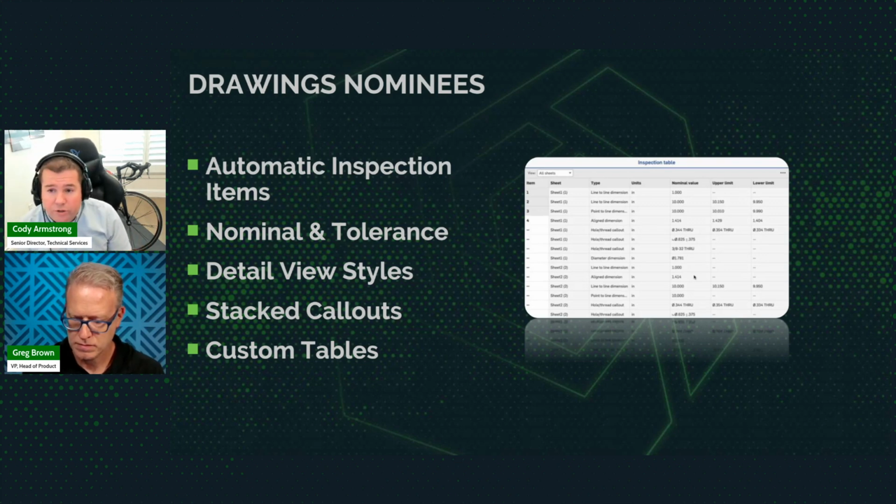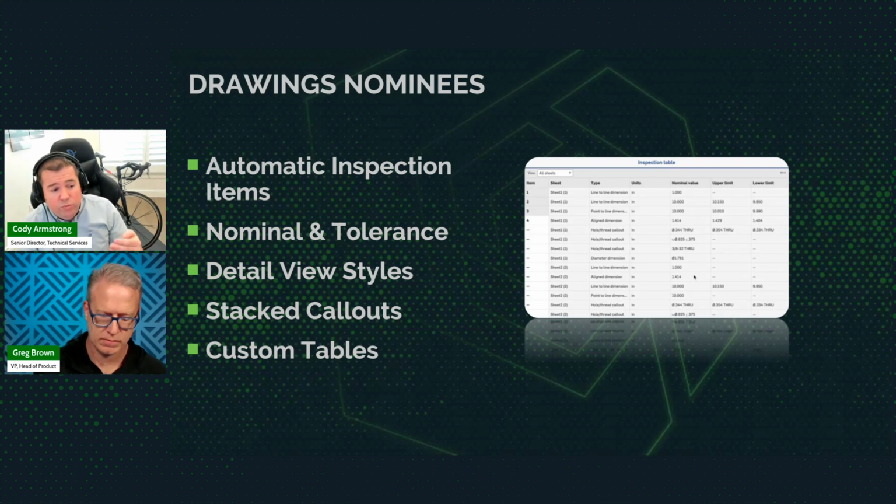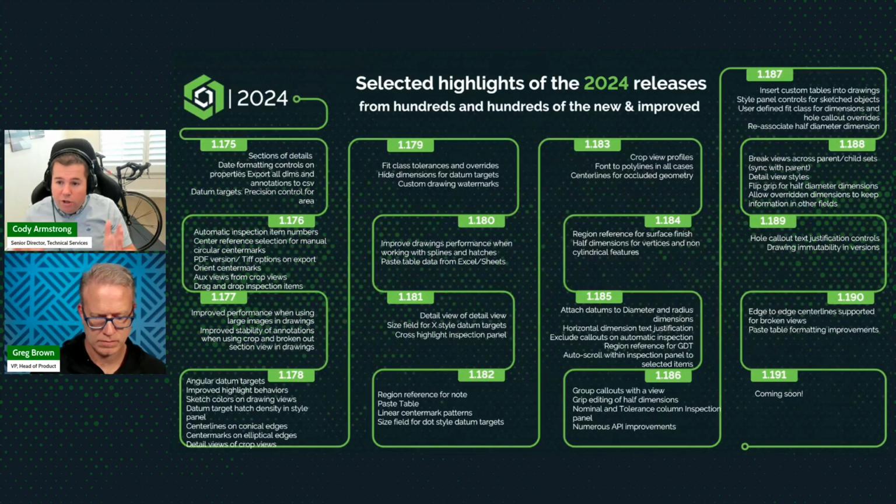So nominal and tolerance columns. You can now add a nominal and tolerance column in the inspection table, combining those two and making it easier to read, something that a lot of users requested from our inspection table. We also have entirely new detail view styles, stacked callouts for balloons, custom table inserting into the drawing, and grouping callouts with views. There's a long list of things that made my personal favorite list for 2024. And just to emphasize this more, we've put together a slide of all the improvements to drawings just this year alone.